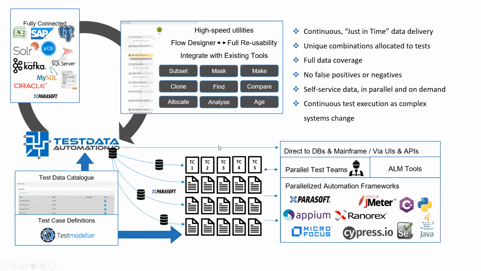Now, just to give you an idea, we have a tool which contains a whole bunch of components, subsetting, masking, but within that there are lots and lots of other things that you need to do: allocating the data so that each test has its own set of test data, analyzing the data, looking for gaps, maybe just moving data backwards and forwards, and this idea of just-in-time data delivery, with unique combinations allocated to tests.